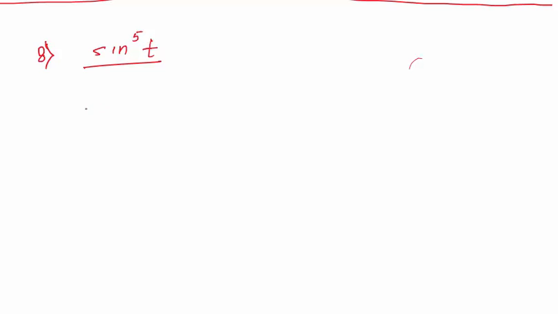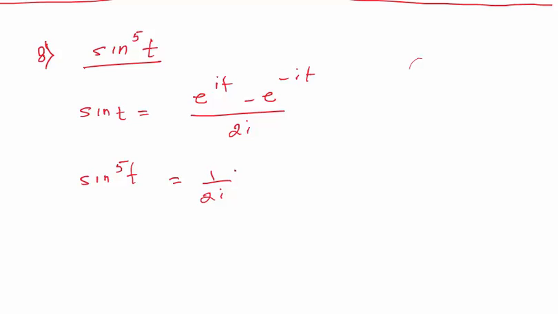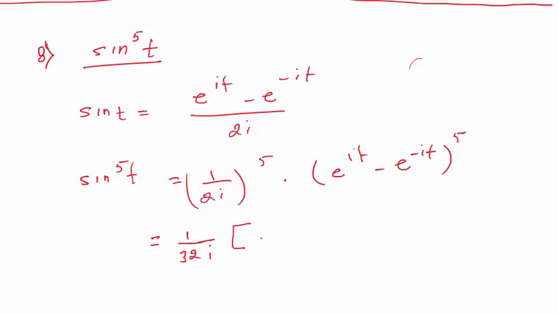So what we do, first expand this sine power 5t. Now as I know, this sine t is e power it minus e raised to minus it divided by 2i. So sine raised to 5t will be equal to 1 upon 2i the whole power 5 into e power it minus e power minus it the whole power 5. This is equal to 1 upon 2 power 5 is 32 and i power 5 is i. So we have written this, and this is e power it minus e power minus it the whole power 5.